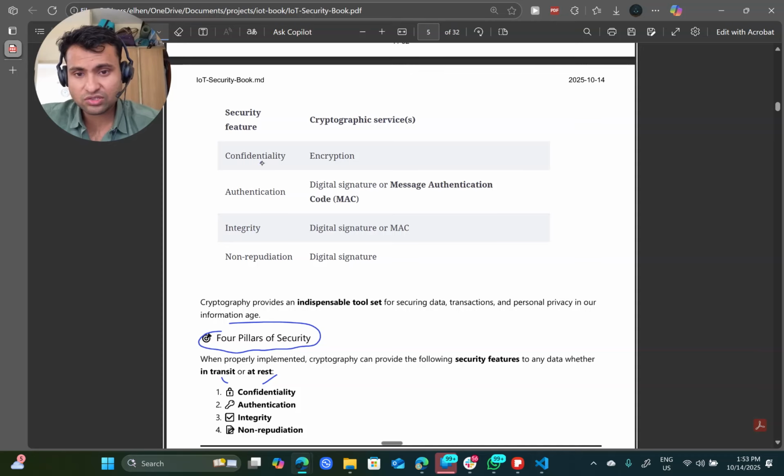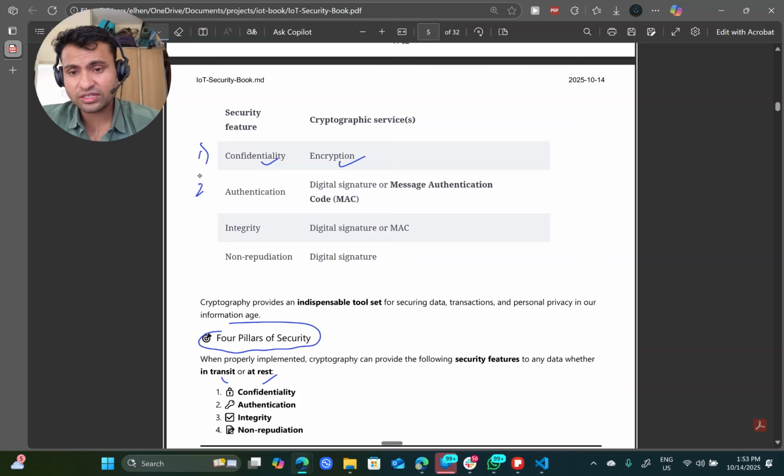So first is confidentiality, which is encryption in itself. Primarily, no one else can read our data. Only the person for whom the data is intended can do that. So this is confidentiality, the topmost one.